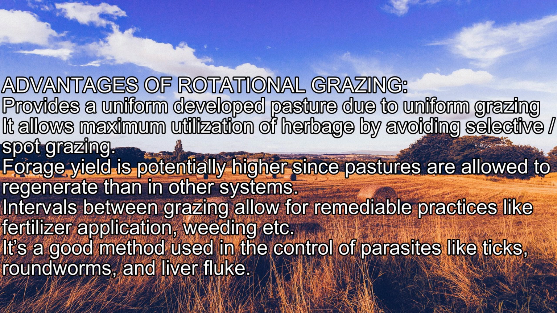Agriculture conservation of herbage. Advantages of rotational grazing. Provides a uniform developed pasture due to uniform grazing. It allows maximum utilization of herbage by avoiding selective spot grazing. Forage yield is potentially higher since pastures are allowed to regenerate than in other systems. Intervals between grazing allow for remedial practices like fertilizer application, weeding, etc.